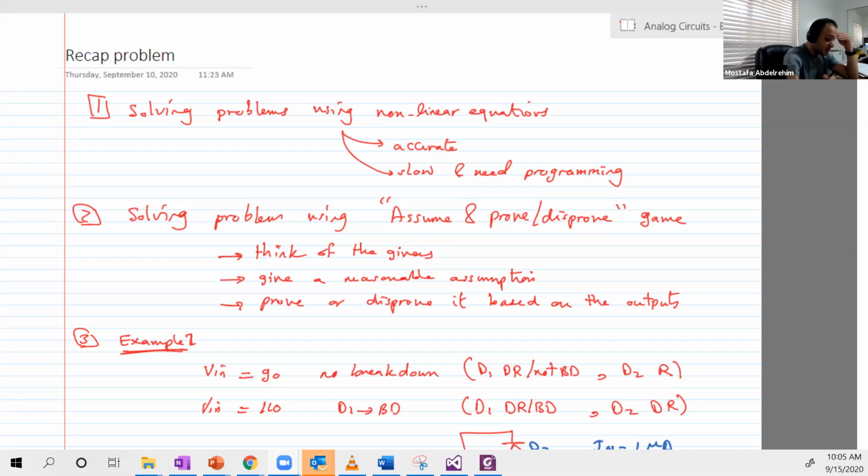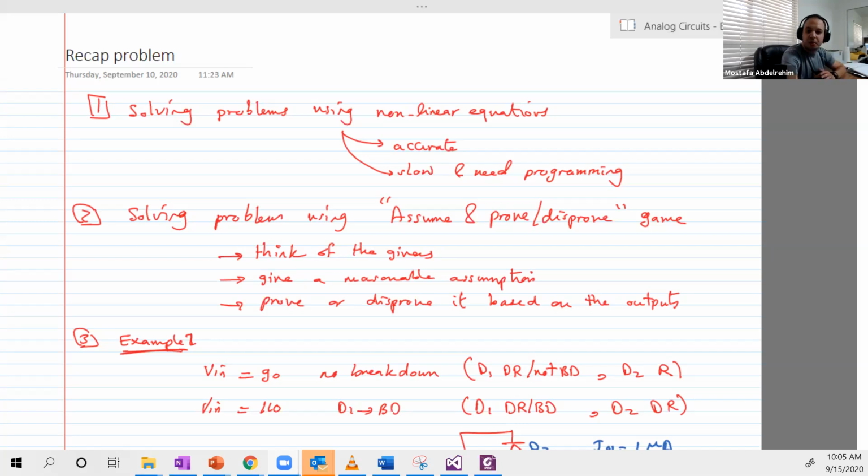And we saw that it's accurate, but it needs programming and iterative solutions, for example, to get it fast. So that's why we will not do that anymore. I mean, solving problems using nonlinear equations.